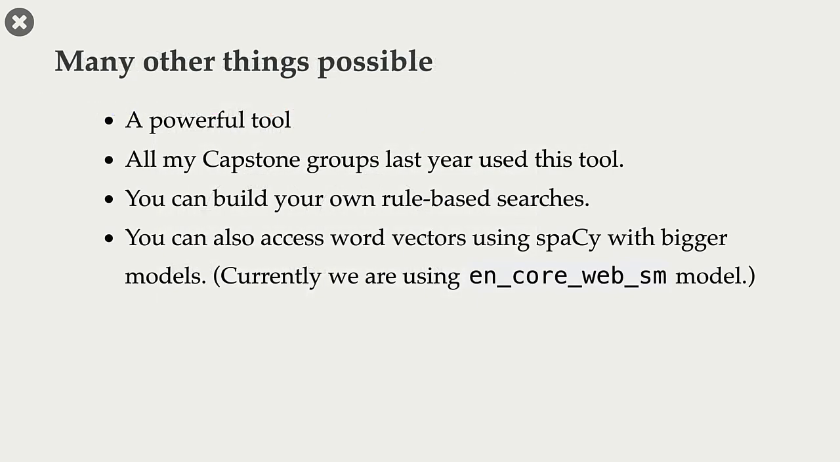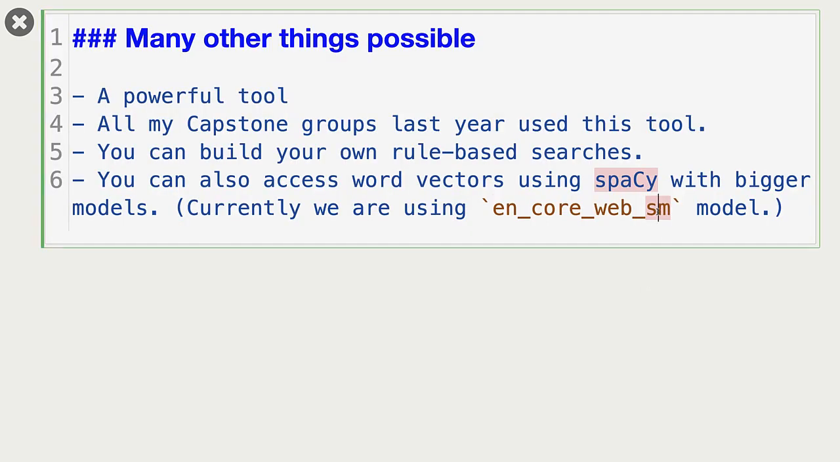Now I just showed you a couple of examples, but there are many other things possible with spaCy. It's a powerful tool, and you can even build your own rule-based searches. And as we have seen before, with spaCy you can also access word vectors if you use bigger models. So that's all I want to say about basic text pre-processing.